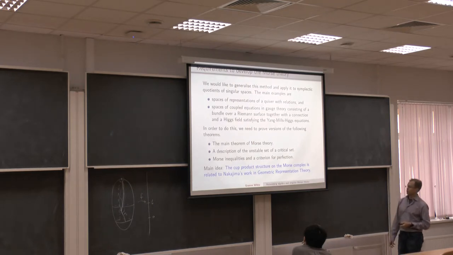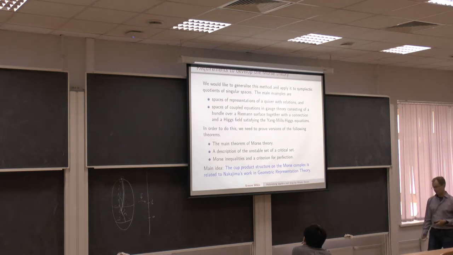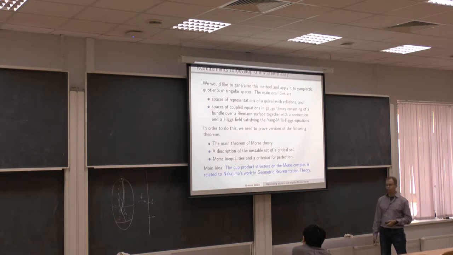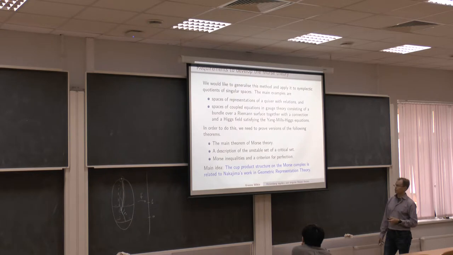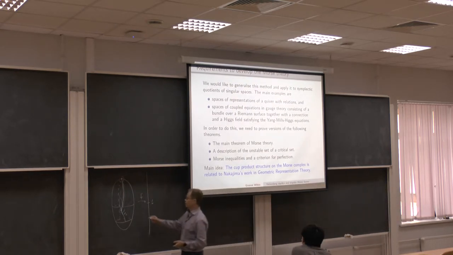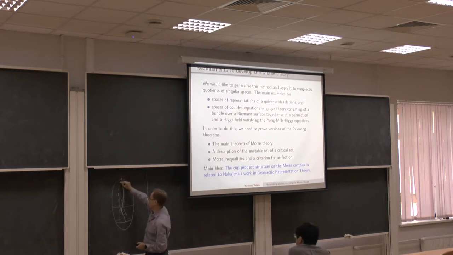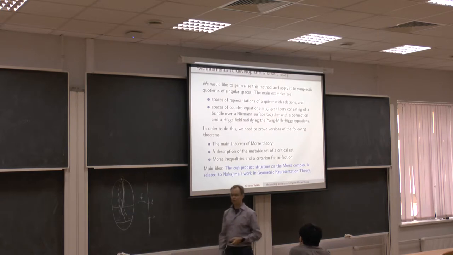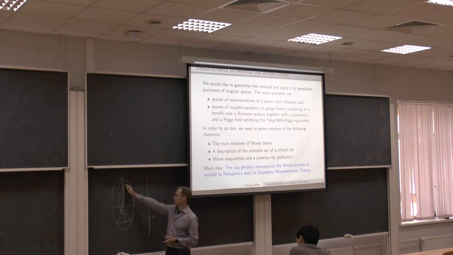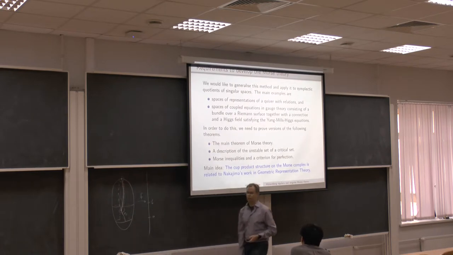So if we want to do this, we need some theorems that have not been proven yet. One of those is the main theorem of Morse theory in this setting. And another one is how to describe all the points that flow up to a particular critical point. So here, in the smooth case, you always get some nice unstable manifolds around the critical points. But in the singular setting, anything could happen. If you take this manifold and intersect it with some singular space, you don't know how to describe the unstable set. So we need to do that somehow.